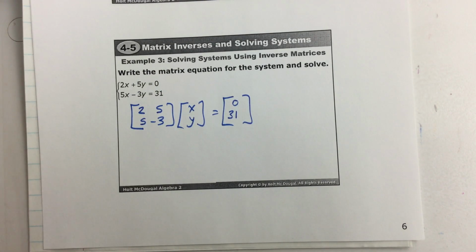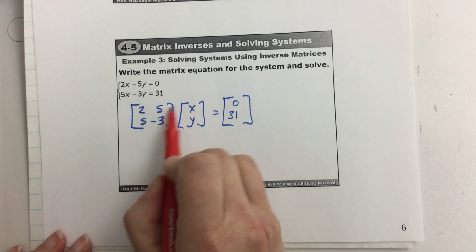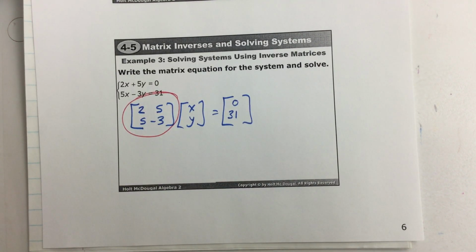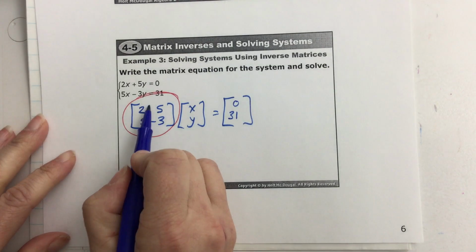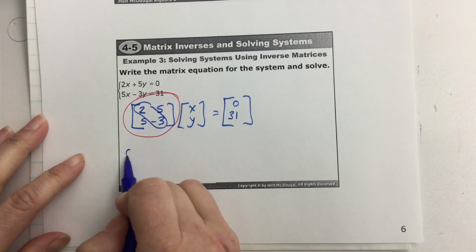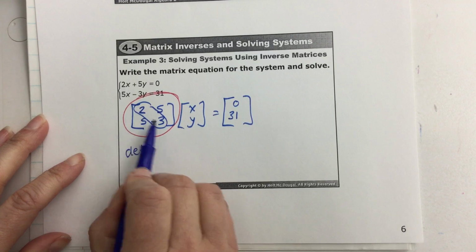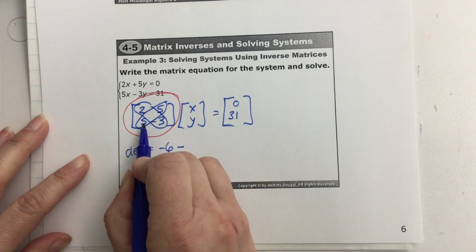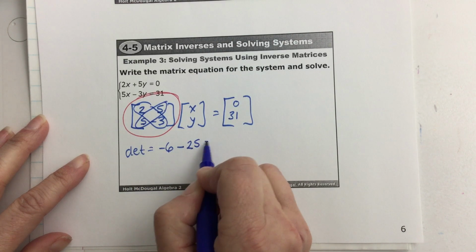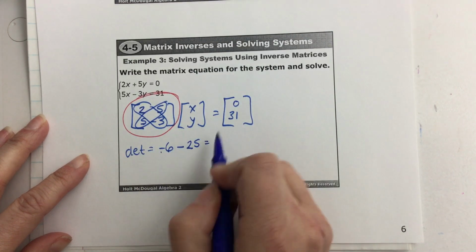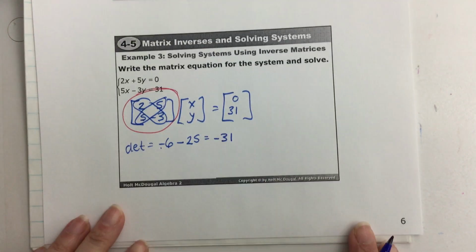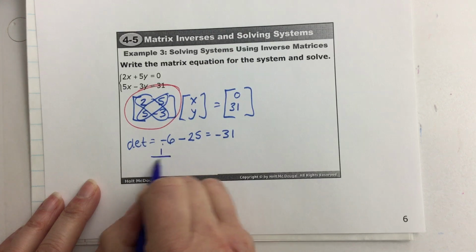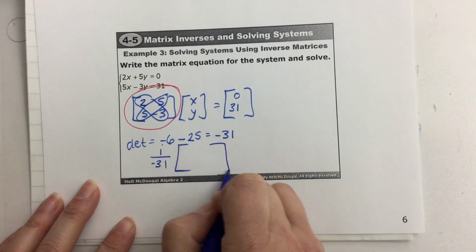Your next step, you have to move this matrix to the other side. The way that you do that is you have to find the inverse. So to find the inverse, step one, you have to find the determinant. 2 times negative 3 is negative 6. Minus 5 times 5 is 25. Negative 6 minus 25 is negative 31. So your determinant is negative 31. So it's 1 over negative 31 outside.